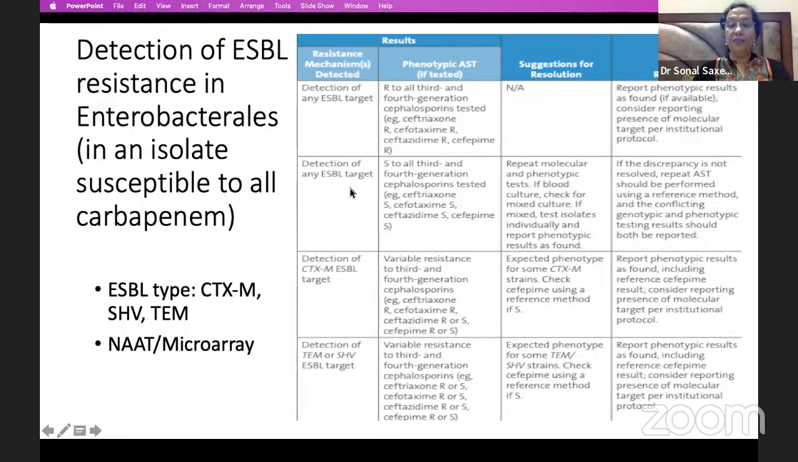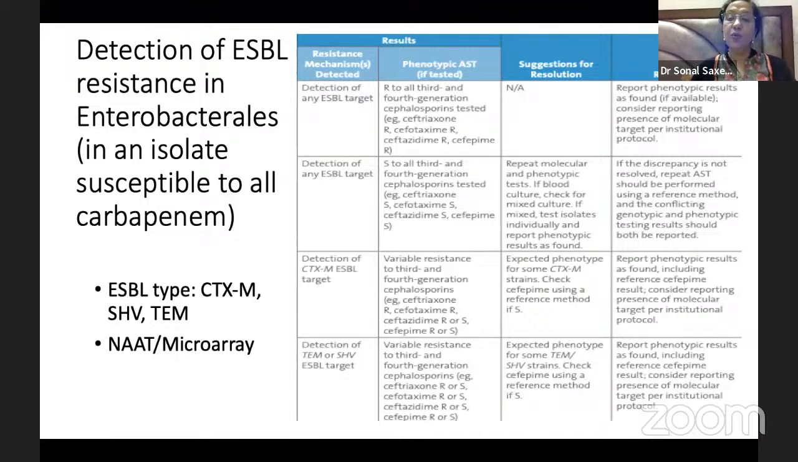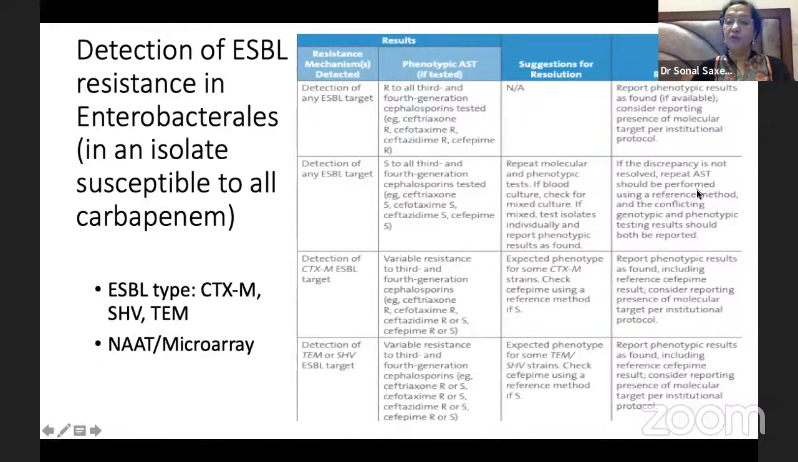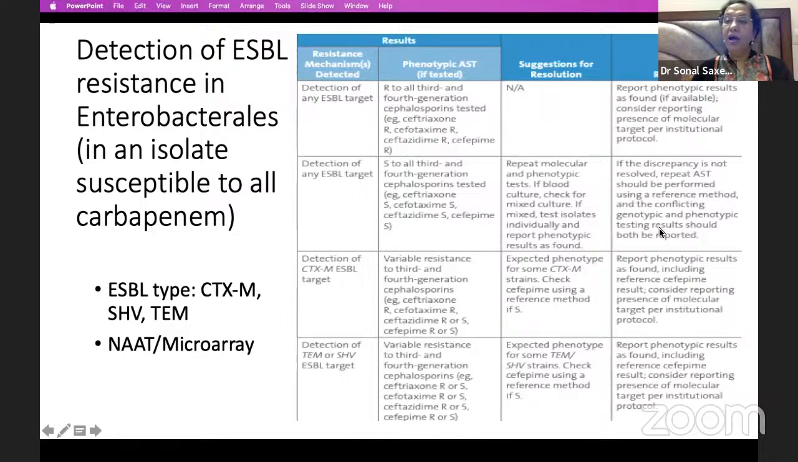Now, if you find an ESBL target either by NAT or by microarray or by any of the methods, and then you find that it is sensitive to all third and fourth generation cephalosporins, like ceftriaxone or cefotaxime, then you repeat this, either the molecular one or the phenotypic, or if there is a discordance between the two. And if it is a blood culture, then you check for mixture, that whether you've tested a mixture, and that is why you're getting this kind of discrepancy. And if the discrepancy is still not resolved, then you repeat AST with a reference method, and the conflicting genotypic and phenotypic testing results should both be reported, that we got this by genotypic methods and we got this by phenotypic method.